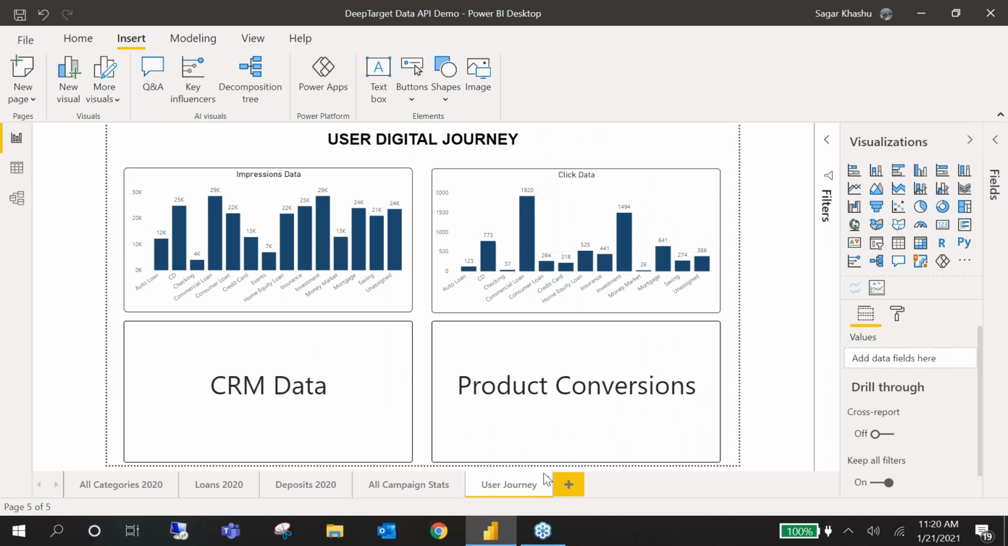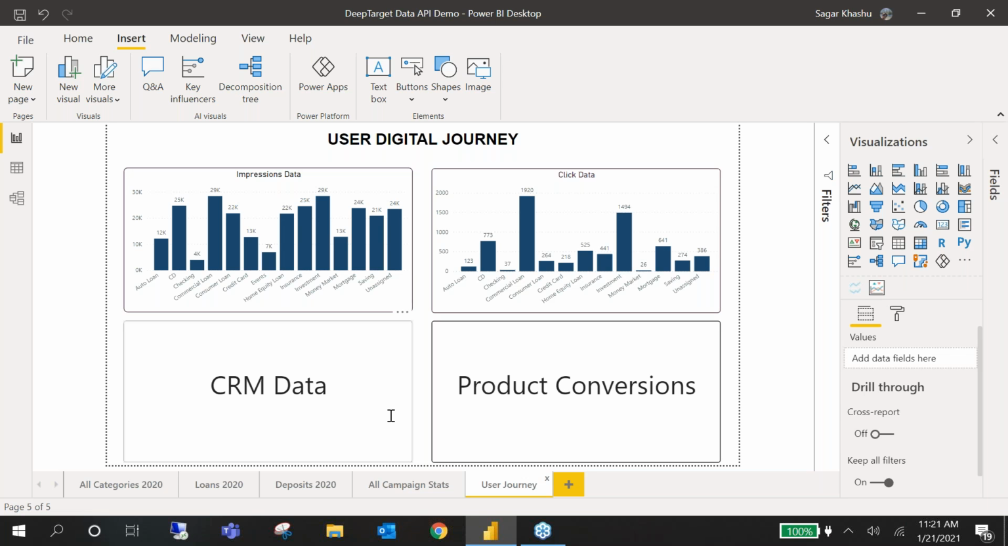Last but not the least, another example of how you can utilize your analytics API to get all this information at your fingertips automatically is a user journey based dashboard, which illustrates the number of users who saw a particular campaign of a specific product category, and how many clicked on those campaigns through Deep Target. And on top of that, you could also have your own CRM systems integrated into your dashboard, providing data in real time to help you understand what actions were performed on those click leads that were generated through the Deep Target campaigns.